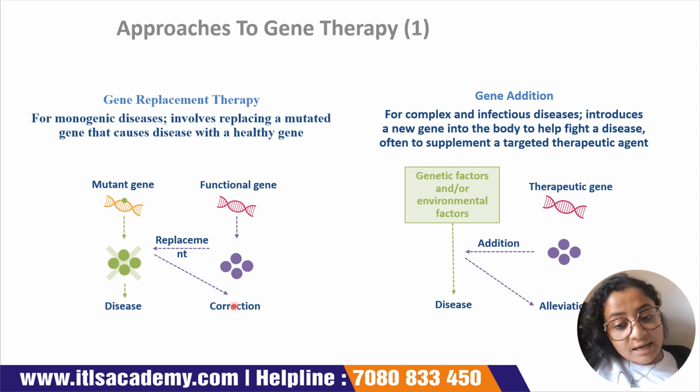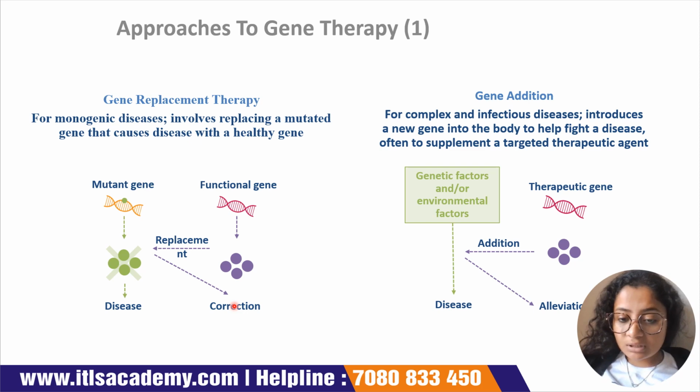Okay, now coming to gene addition, let's focus on the right hand side of the slide. Here they are showing gene addition. Gene addition is used for complex and infectious diseases, meaning when it's not a monogenic disease, when maybe multiple genes are involved, mutations in multiple genes, or various mutations in a gene are involved to cause the disease. So it's a more complex and complicated situation. In that case, we can introduce a new gene into the body to help fight a disease, often to supplement a targeted therapeutic agent. So we are additionally providing an extra gene into the body of the patient with the hope that it will act as a supplement to cure or to manage the disease.